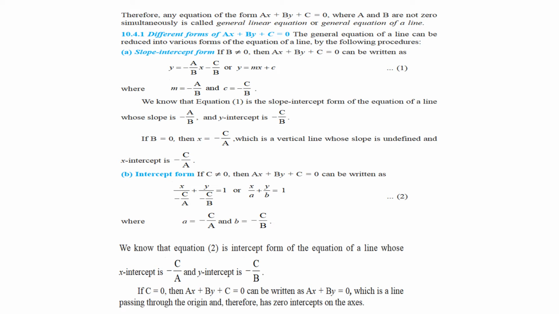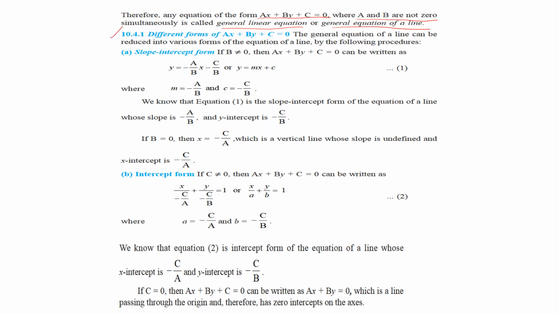Now, dear students, you are familiar that any equation of the form ax plus by plus c equal to 0, where a, b are not 0, is called the general linear equation or general equation of a line. Now, let us see the different forms of line which we have studied in the previous chapter and how we can convert one form to another.